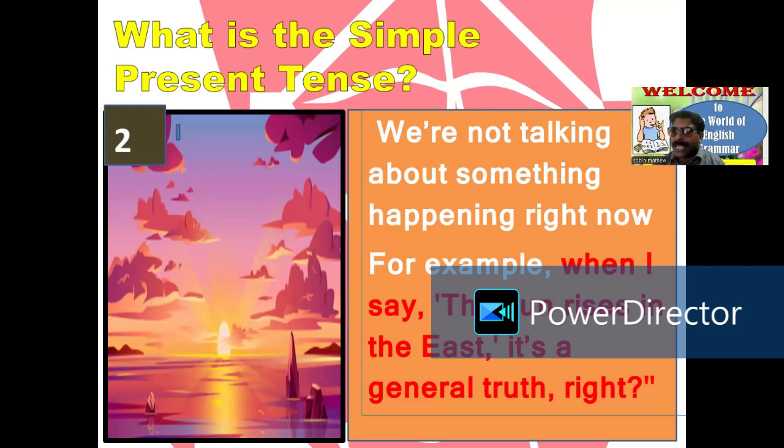We are not talking about something happening right now. For example, when I say the sun rises in the east, it's a general truth, right? But rather something that's a habit or fact. Then Anagha responds to the teacher, yes, sir, it happens every day. Then Siddharth responds to the teacher, exactly, and it's always true.